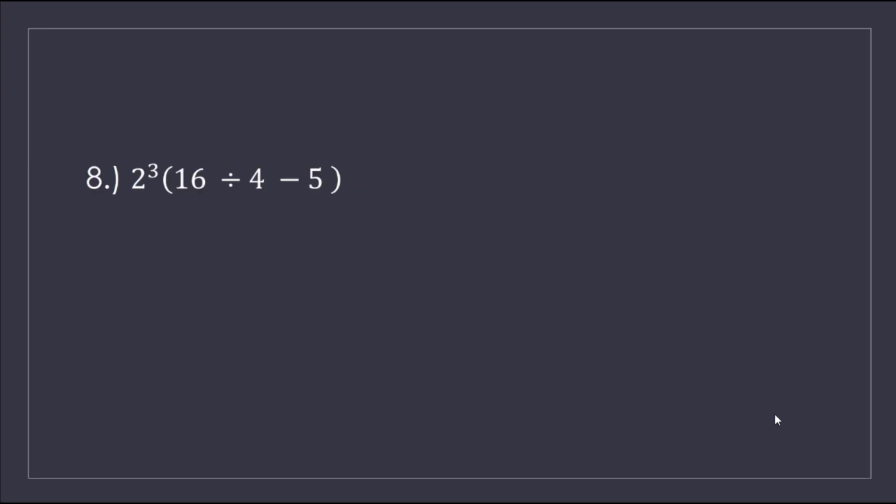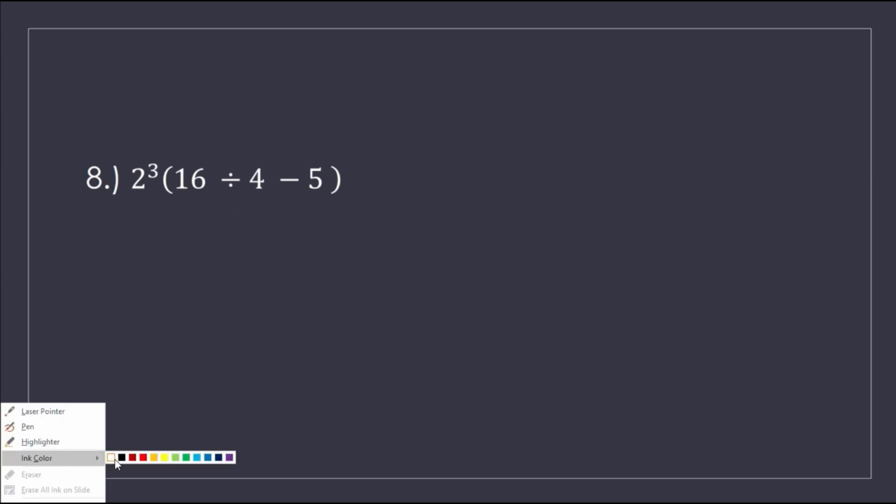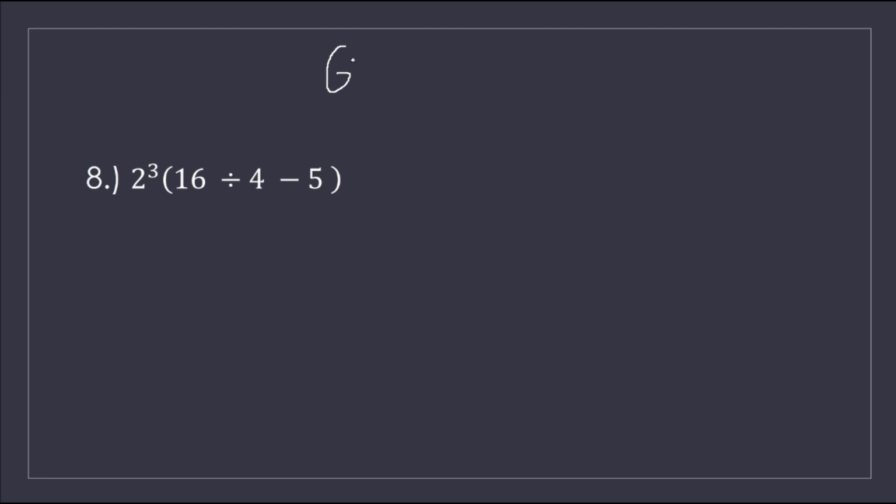Okay, let's have another example right here. We have 2 cubed multiplied to the quantity 16 divided by 4 minus 5. Again, we will apply the rule that we're going to use, GEMDAS. GEMDAS again is groupings, exponent, multiplication, division, addition, and subtraction. Multiplication and division are interchangeable, same as addition and subtraction. So as you can see, we'll do the groupings first.